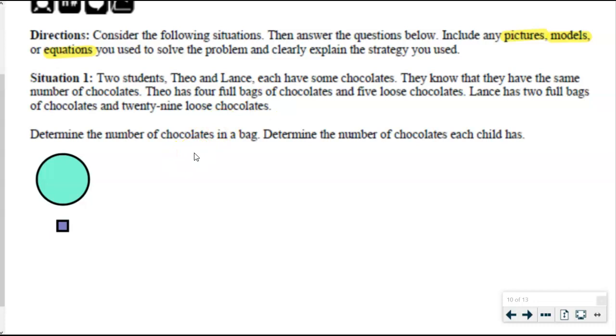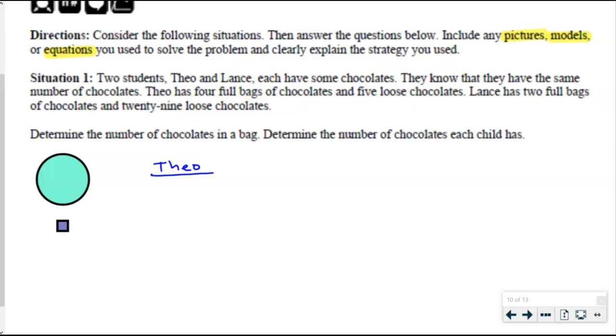Here's what I saw the most. Some version of a picture model. There was also a good chunk of you who decided to write it mathematically or abstractly, and I like that. We'll talk about that in a second. But what does Theo have? I'm going to organize my information. Here's Theo on this side. What does Theo have? Jada.